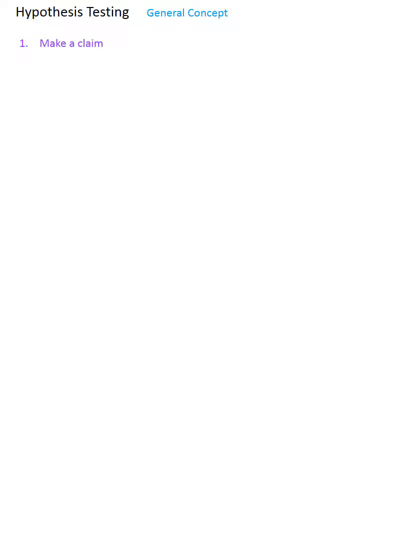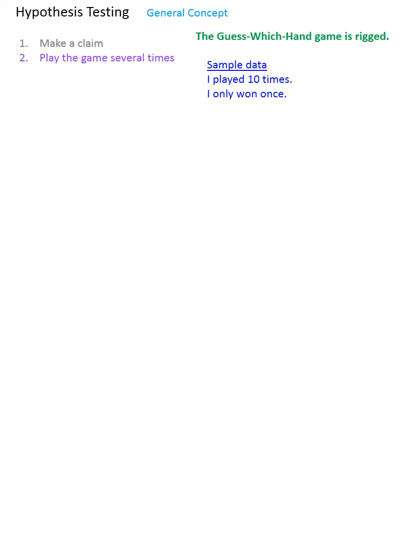The first thing we do when we want to test something is we make a claim. Now, my claim in this particular example was that the Guess Which Hand game, at least the car version of it, was rigged. The second thing we do in statistics is we gather data. So I played this game several times. In fact, I played 10 times, and it turns out I only won once. Big surprise.